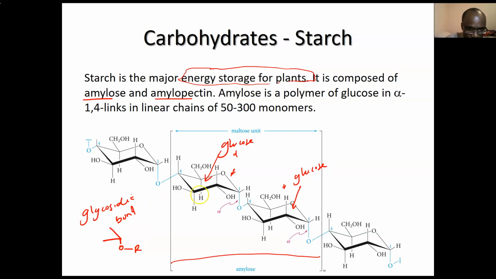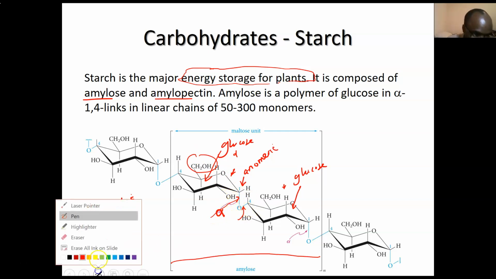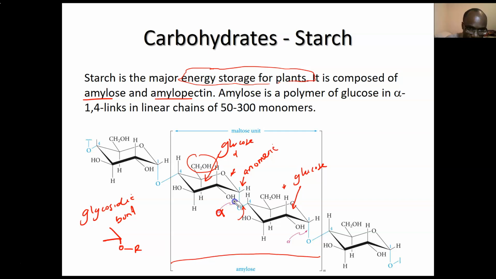So that's a glycosidic bond right there, and this also here is a glycosidic bond. Both of them are OR. So this is the anomeric carbon. We talked about anomers. Right now the oxygen is down, the CH2 is up. We usually call that alpha. We talked about that in an earlier lecture.